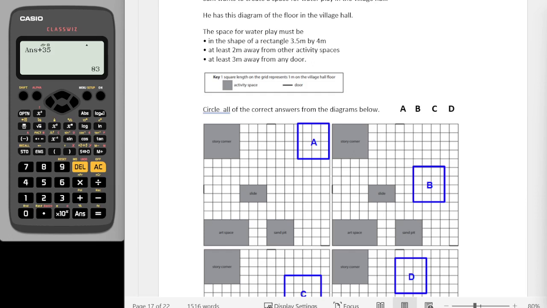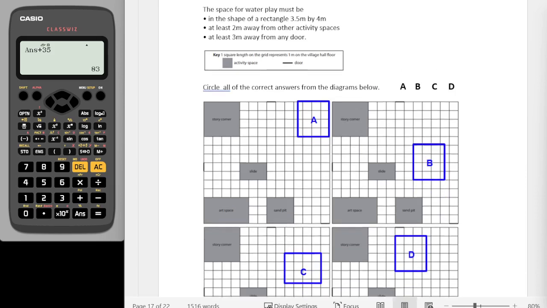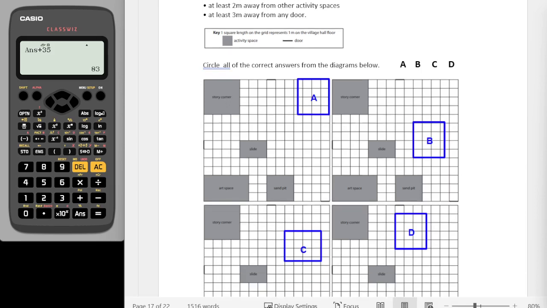Circle all the correct answers from the diagram below. So if we think about this first of all, in the shape of a 3.5 meter by 4 meter rectangle, we're going to use this as a checklist. So are all these rectangles 3.5 by 4? So 3.5 by 4, yes, A is.